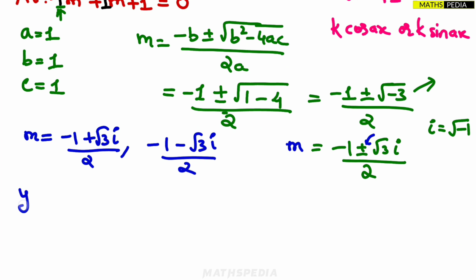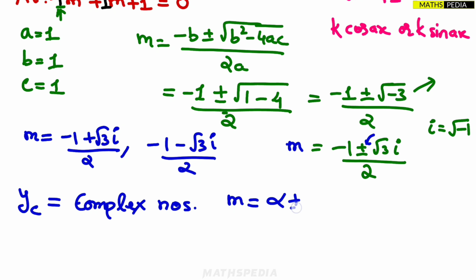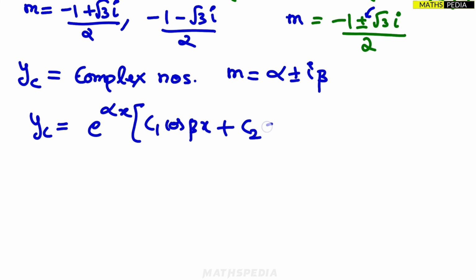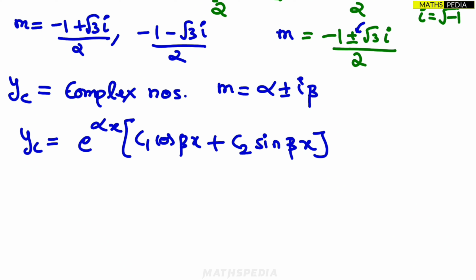Now we have to write the answer for yc. After getting the m value, you have to write the answer for yc. So we have got complex numbers, right? In complex numbers, suppose the m value you are getting is alpha plus or minus i beta. Suppose this is the answer you are getting, where alpha is the real part and beta is the imaginary part. Now yc for this particular case is e power alpha x into c1 cos beta x plus c2 sin beta x.